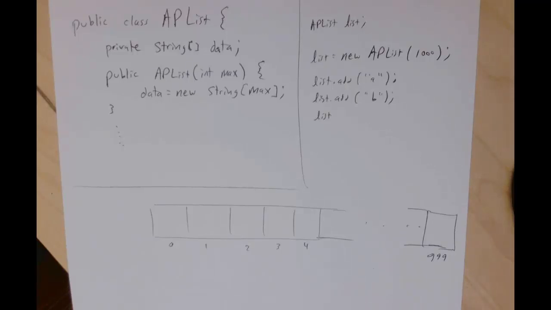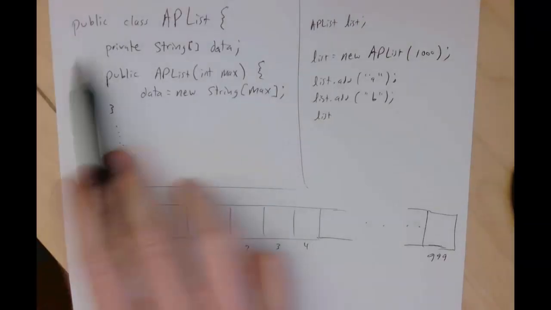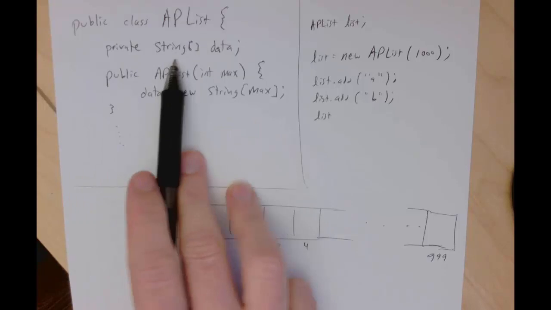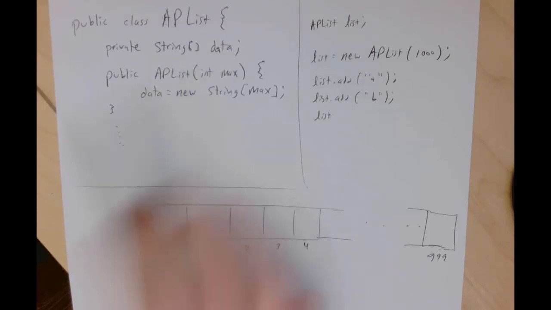Okay, so our implementation of ArrayList is only going to hold strings, and I said that you should use an array for the internal storage. So you could have public class APList, and then you're going to have a string array to store all the data.